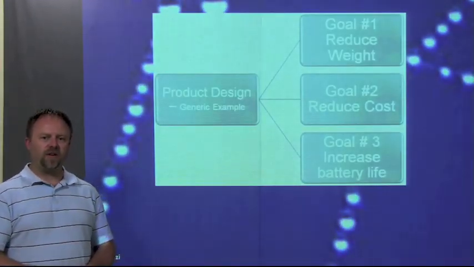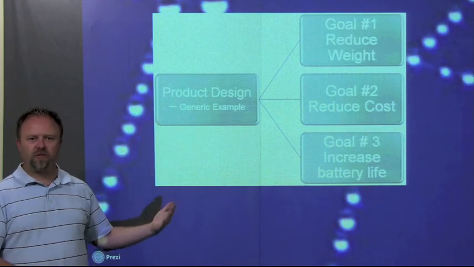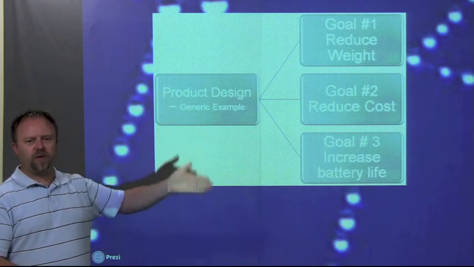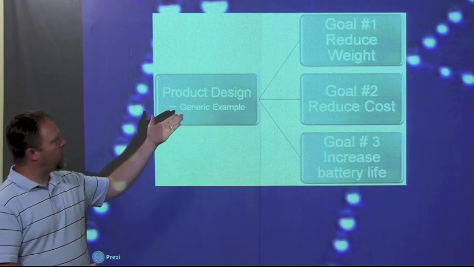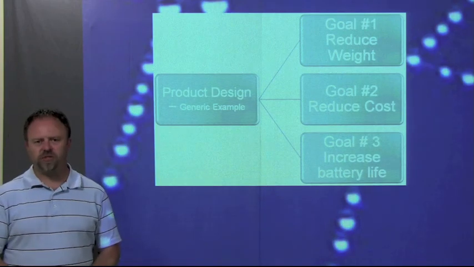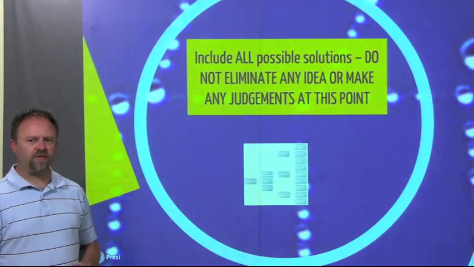For example, we have a product design that we're trying, like maybe the toothbrush or a screwdriver that we've talked about, something like that. Maybe we're trying to improve the design, so maybe we have a couple goals here, maybe reduce weight, reduce cost, or increase the battery life. Those are some examples. Okay? Those are examples of goals that we're trying to achieve.